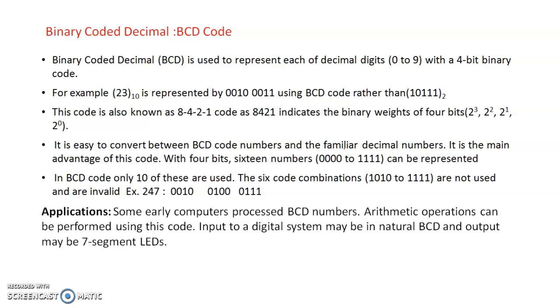See, 0 to 9 numbers are the same in binary and BCD, but numbers above 9 are different in BCD. If you want to write the BCD of 23, you have to write the binary of 2 first, then write the binary of 3. Then you will get the BCD equivalent. Okay, so the remaining part we will discuss in the next video.